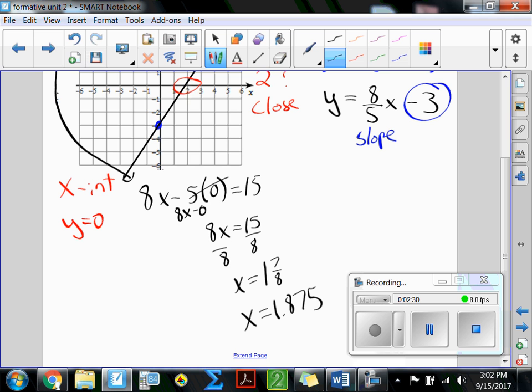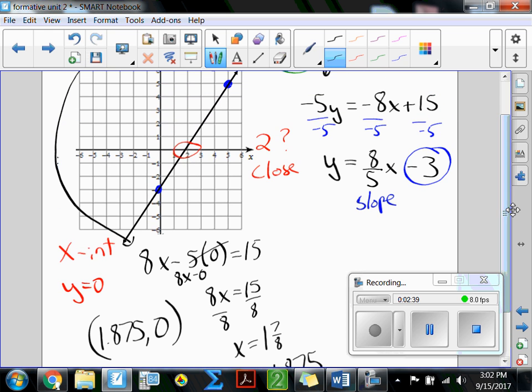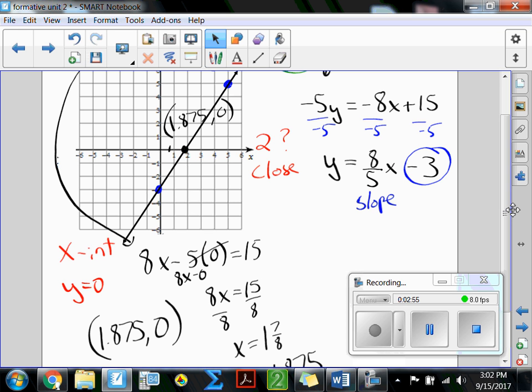So my x-intercept is 1.875, 0. I can use a decimal or a fraction because the decimal is exact. So that isn't at 2, it's at 1.875. If you were to say 2, you'd get it wrong because that's close, but not the exact value.